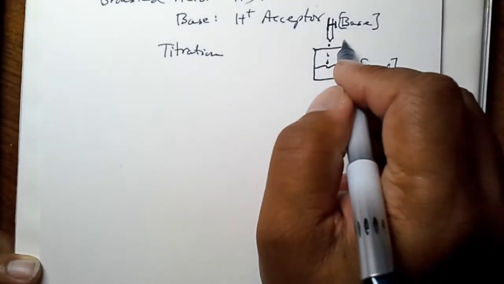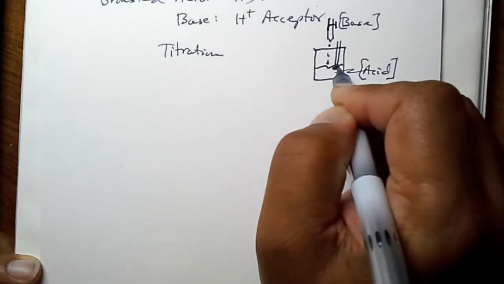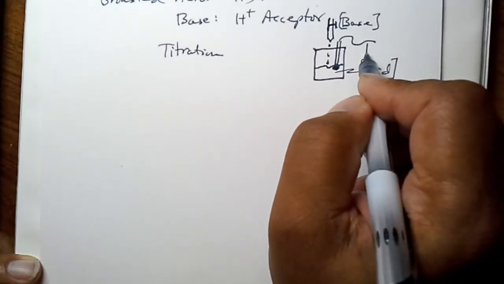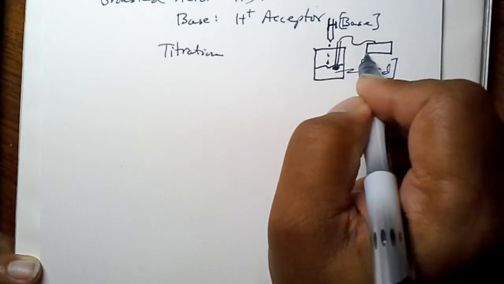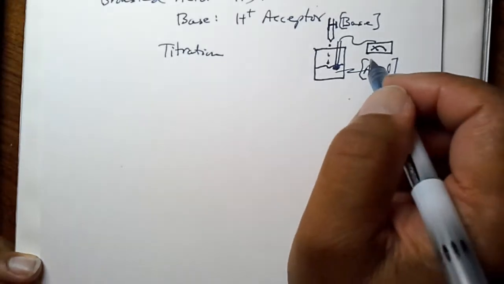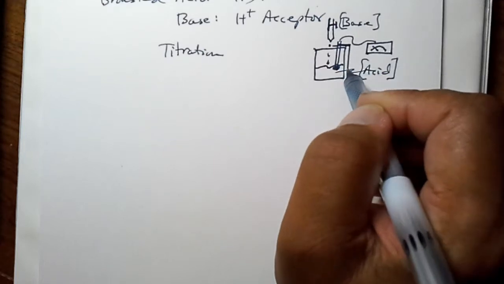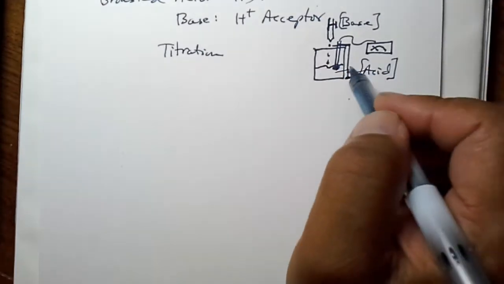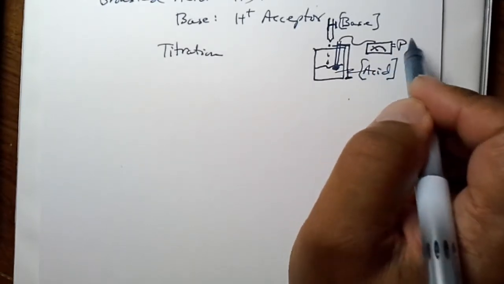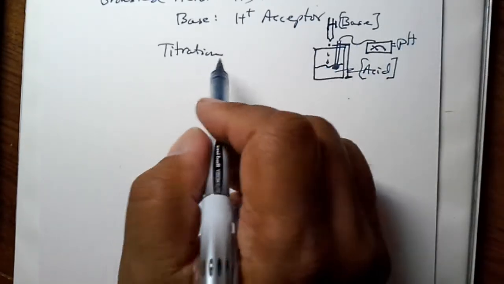And while we're doing this, we want to measure the pH change. So we put a pH meter, we hook it up as a gauge here, and this will give us a reading of how much the hydrogen ion concentration is changing. Okay, based on measuring pH. And so this is a titration.